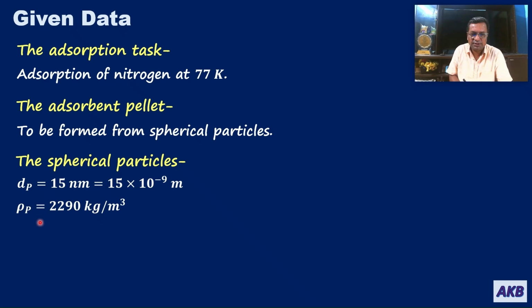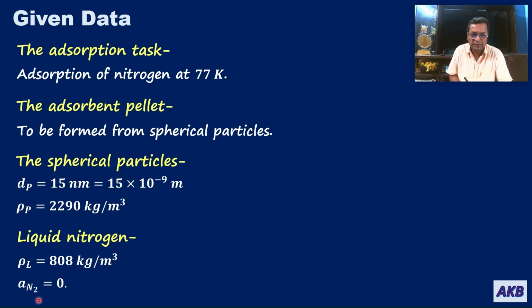Then the density of this particle is also given to me. It is 2290 kg per meter cube. When nitrogen is in the liquid state, its density is given to us. I am going to denote it as rho L. So rho L is 808 kg per meter cube. The area occupied by one adsorbed nitrogen molecule is given to us. I am denoting it as A N2, and it is 0.162 nanometer square.